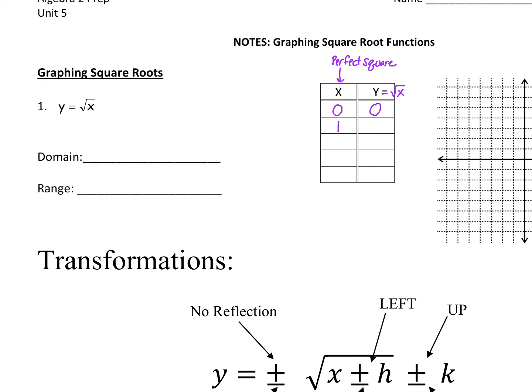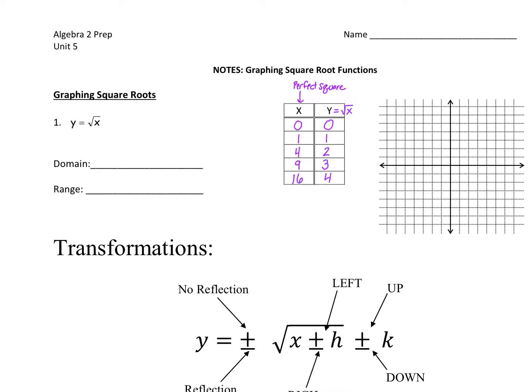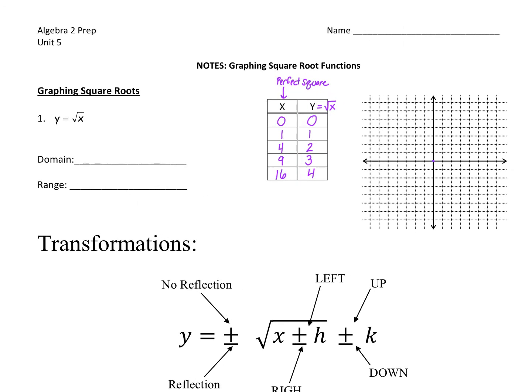Then my next perfect square is 1. Square root of 1 is 1. Next perfect square is 4. Square root of 4 is 2. Then we have 9. Square root of 9 is 3. 16, and the square root of 16 is 4. So let's plot these points. So (0, 0), (1, 1), (4, 2), and the last two won't fit, but that's okay, because we can still get a general idea of the shape of this graph.